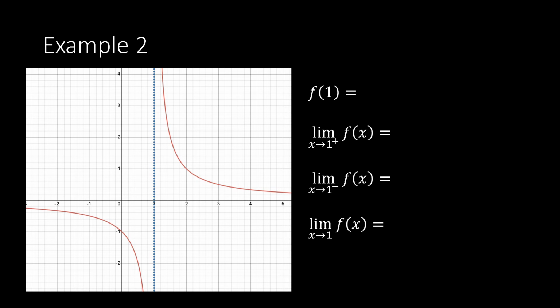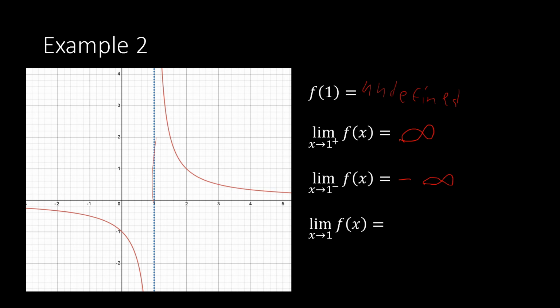Okay, here's another problem. We have a reciprocal function with a vertical asymptote here. So f of 1 is going to be undefined because we're going to have a number over 0 situation. So it's going to be undefined. And if we look at the limit from the right, as you can see, these y values are shooting up to infinity. And these y values at the left, as you can see, they're going to go down to negative infinity.